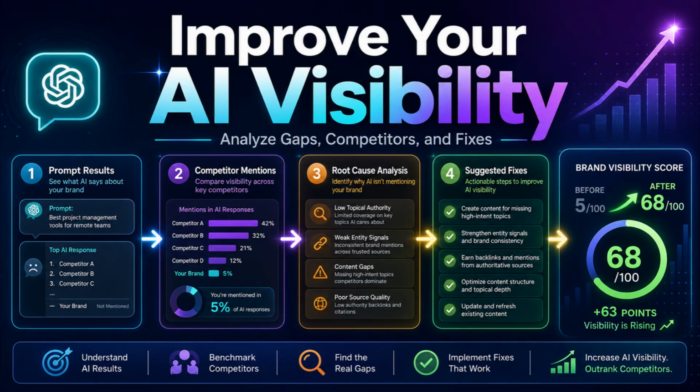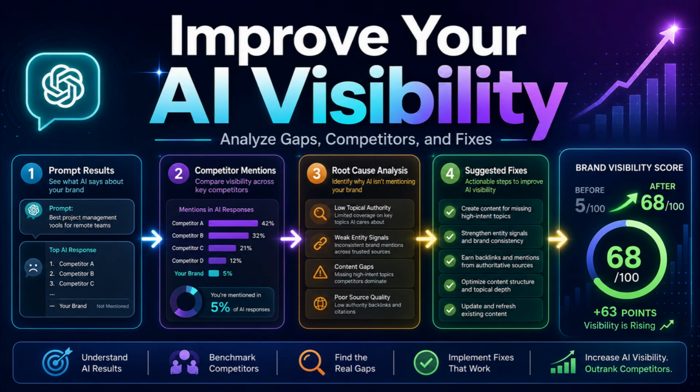Now let's walk through a simple example. Imagine you are building a product called Support AI, and it helps Shopify stores automate customer support. You test 30 prompts. Your brand appears in 3 prompts. Your top competitors appear in 18, 15, and 12 prompts. That tells you your visibility is weak.